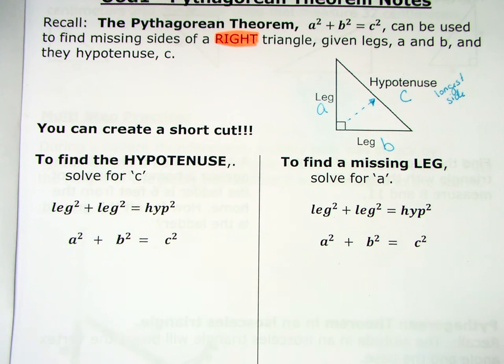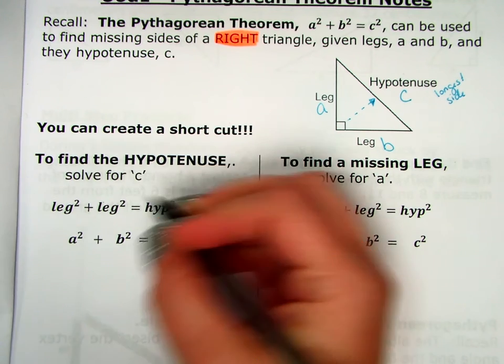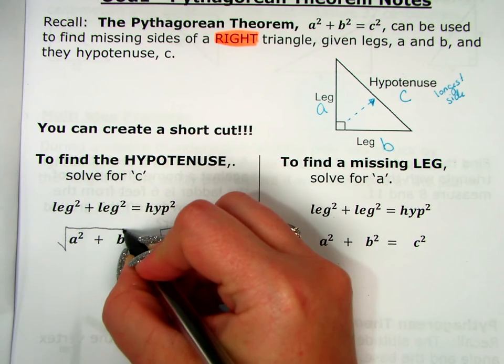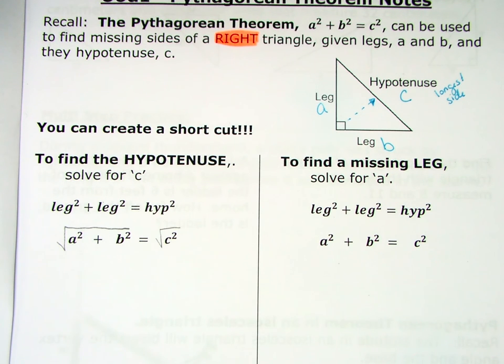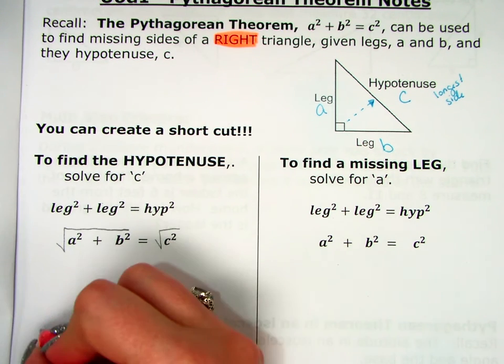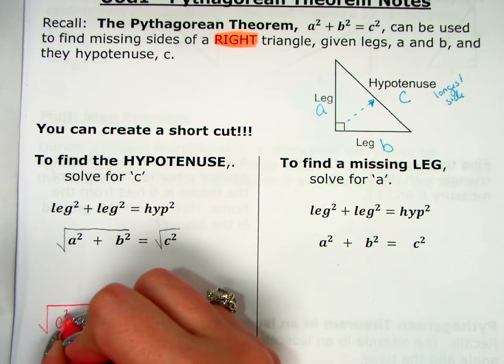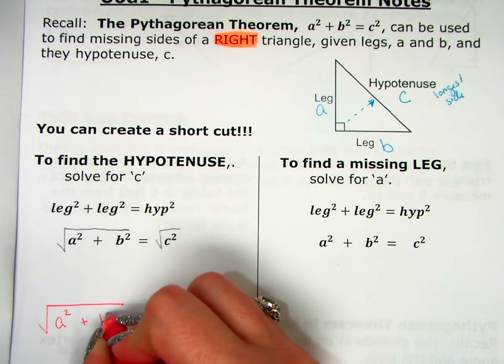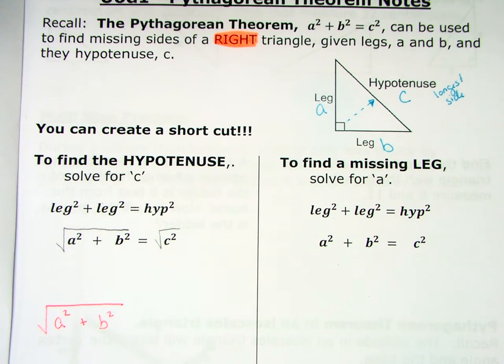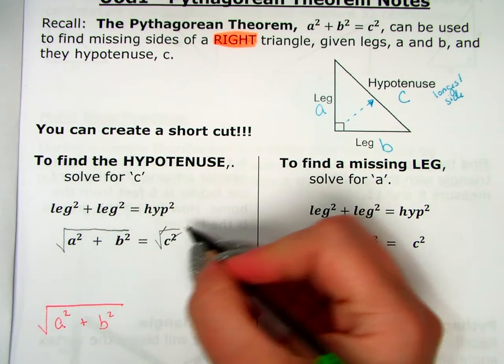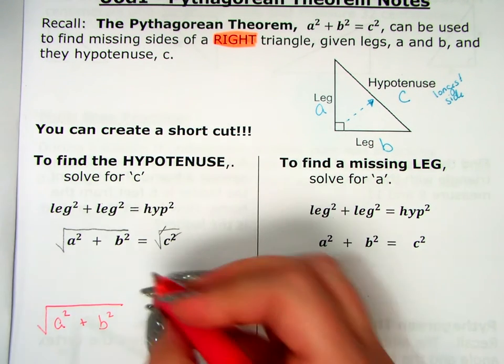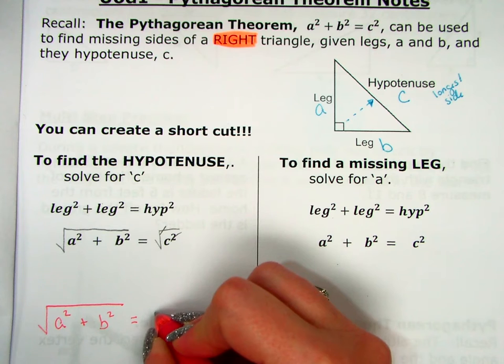Square root. And if I square root the right side, then I also have to square root the left side, right? You can't just do it to one side. So on the left side, I've got the square root of A squared plus b squared. And on the right hand side, the square and the square root cancel out. So I end up with just C.